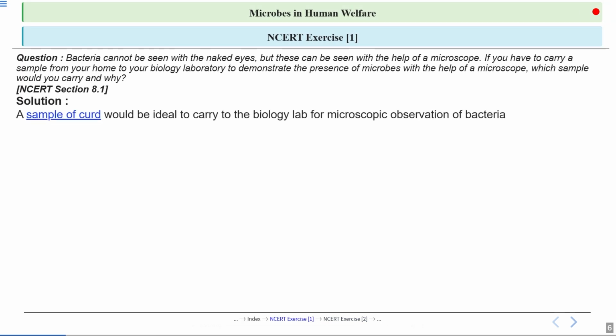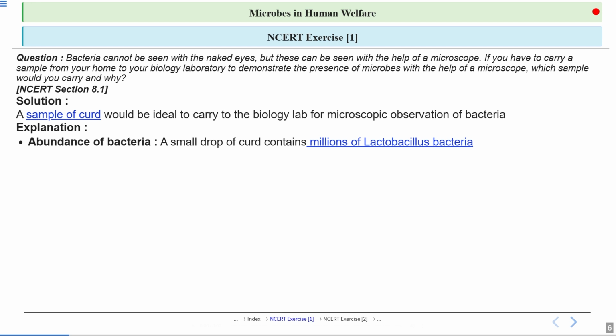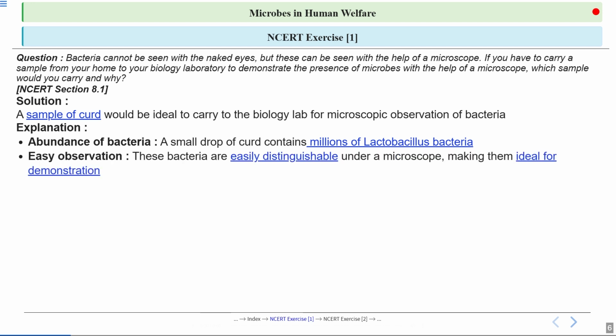Curd is an excellent example for demonstrating bacteria under a microscope. Under the microscope, you can easily observe bacteria. Clear? So a sample of curd would be ideal to carry to the biology lab for microscope observation of the bacteria. Now, a tiny drop of curd has millions of lactobacillus bacteria, which means there are plenty of bacteria to observe. If you observe curd under a microscope, this helps us to connect the theoretical knowledge with the practical observation.